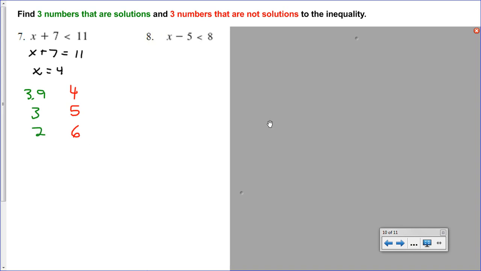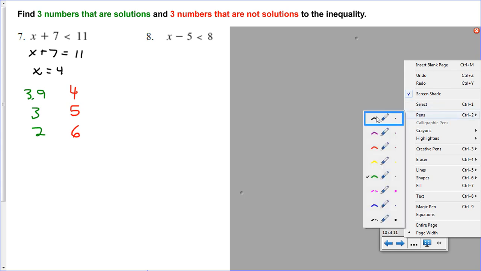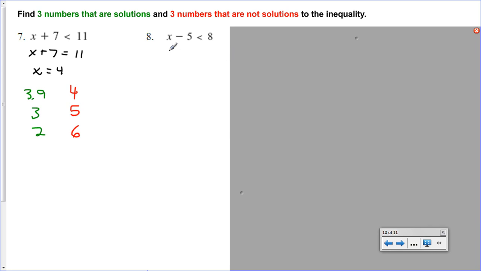How about this one? x minus 5 is less than 8. Well, once again, let's pretend that this is an equation and find the boundary of the inequality. Let's pretend this is x minus 5 equals 8. What number do you subtract 5 from to equal 8? That would be 13.